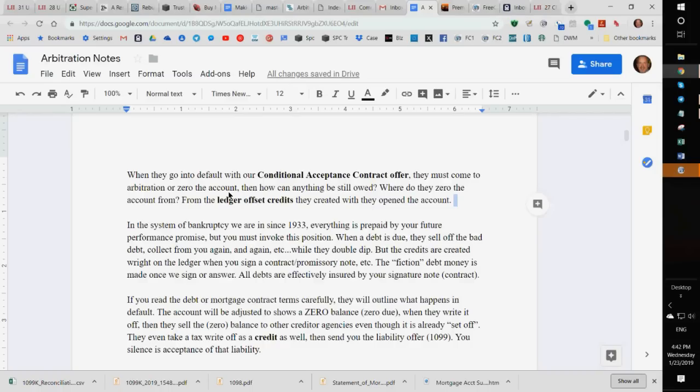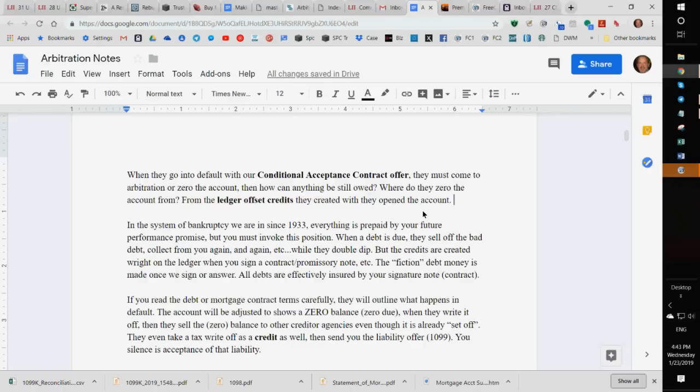Then you take them to arbitration. You ask them to zero the account because they have no more claims, and then basically they can do what's called ledger offset credits they created when they opened the account. And if you actually go into the collection, again, I need to get some people to send me their documents, but I haven't looked at some in a while, but I've seen enough others. But when you have a mortgage or a credit card, they'll tell you how they zero the account and charge it off. Where do they get the money to zero it?